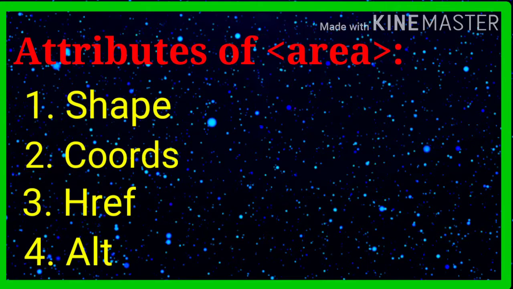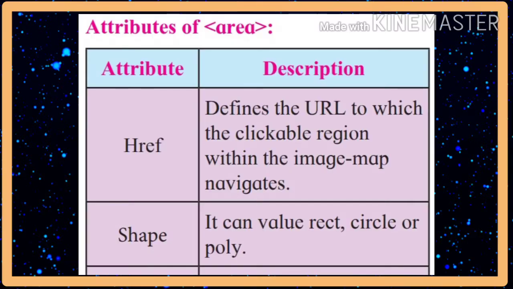Attributes of the area tag. The area tag has 4 attributes: shape, coords, href and alt. Using these attributes of the area tag, you can define the area or the hotspot. Now I am explaining these attributes to you one by one. First attribute is href. It defines the URL to which the clickable region within the image map navigates.